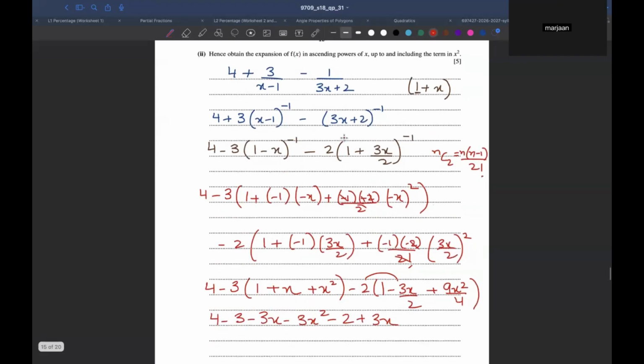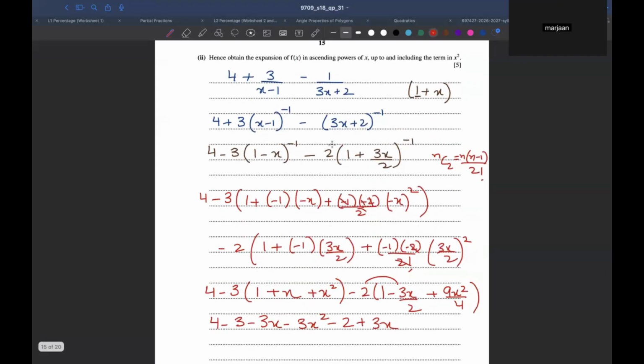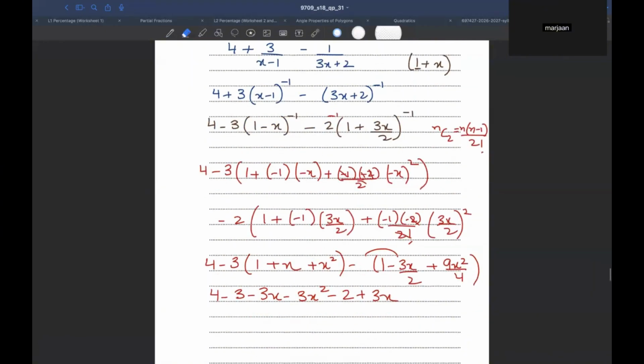Okay, one mistake. When we take common out, this would have been 2 power minus 1. So 2 power minus 1 will be written as 1 upon 2. So we'll have to write 1 over 2 over here. So this will become 1 over 2. So 1 over 2 into 1 is 1 upon 2. This will become plus 3x upon 4. And minus minus is minus plus is minus. So that will become minus 9x squared upon 8.